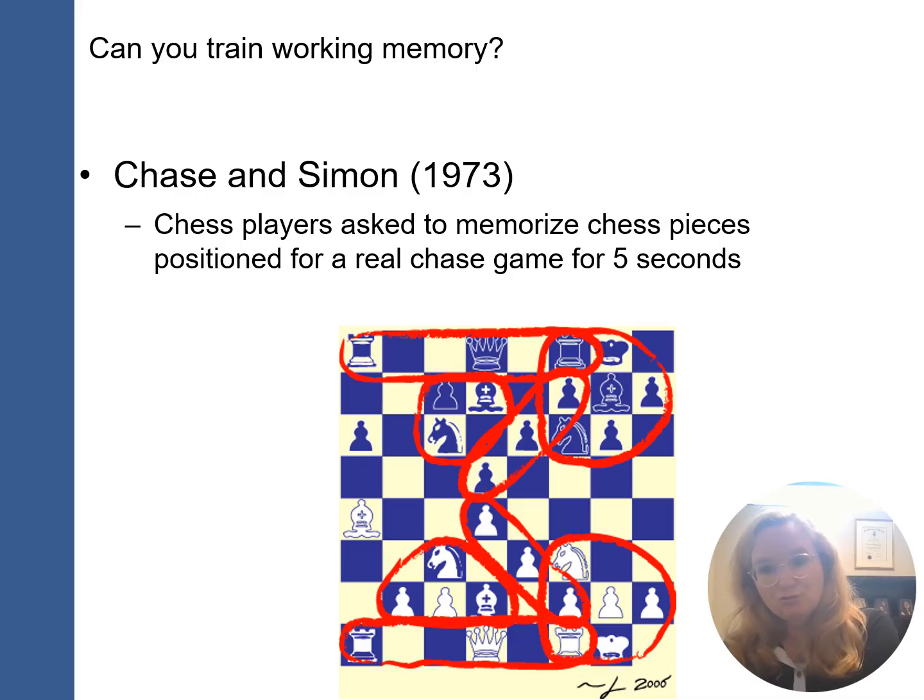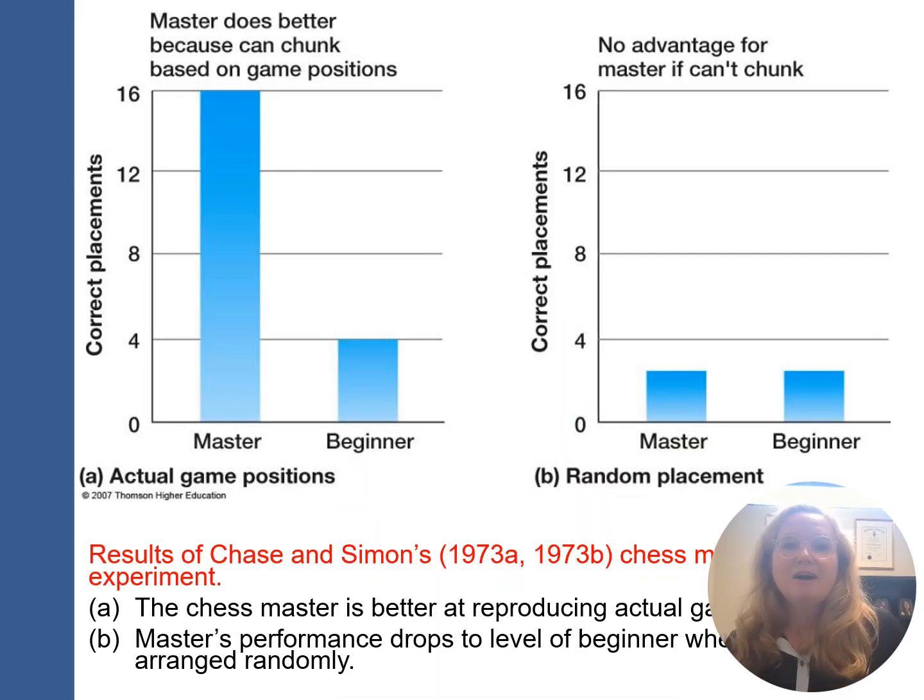So how do we know we can train working memory? Well, this goes back to research even from the 1970s, where Chase and Simon did research studies with chess players, and they asked them to memorize chess pieces on a real game where the pieces were in positions that would make sense for a real game. They would put them in a position and then ask them to memorize the position for 5 seconds and then take it away. And what they found is that when the pieces were correctly placed on the board, the master chess players were so much better at recalling how many pieces were in the right position. They were actually better able to reproduce the actual game.